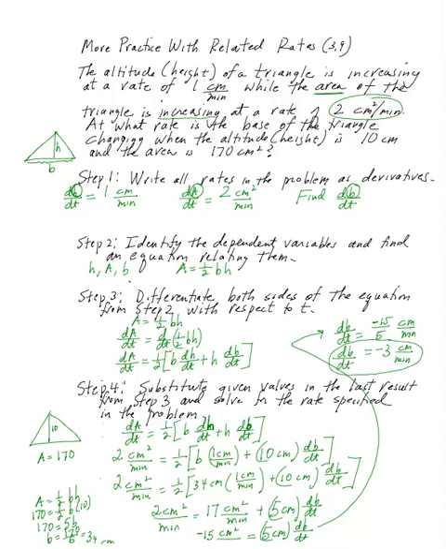So what does that mean? That means that at that moment in time, at which the height is 10 centimeters and the area is 170 square centimeters, the base is changing at a rate of negative 3 centimeters per minute. In other words, the base is getting smaller. So you've got this triangle, the base is getting smaller, the height is getting bigger, and the area is getting bigger.